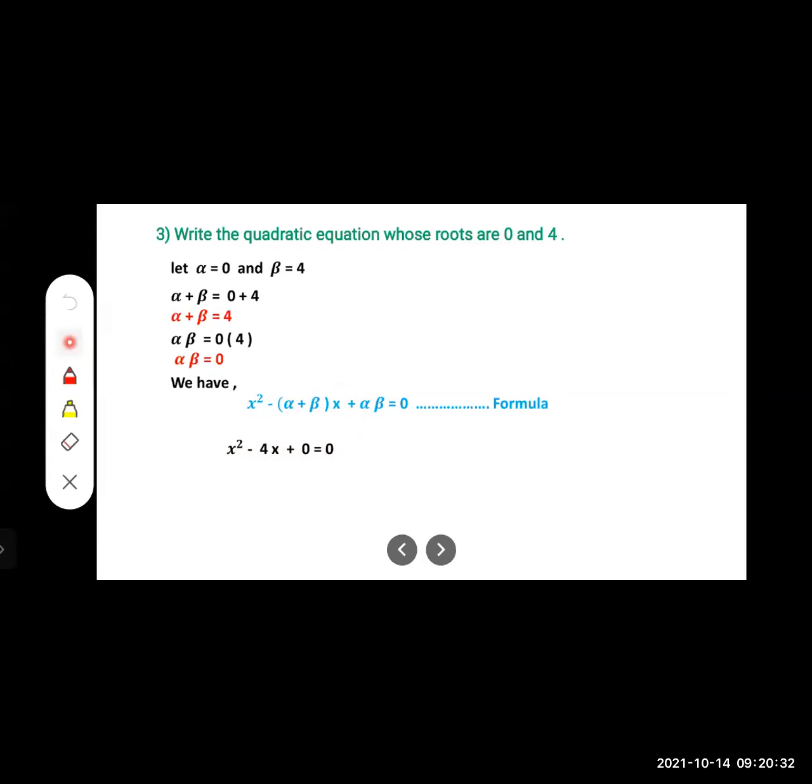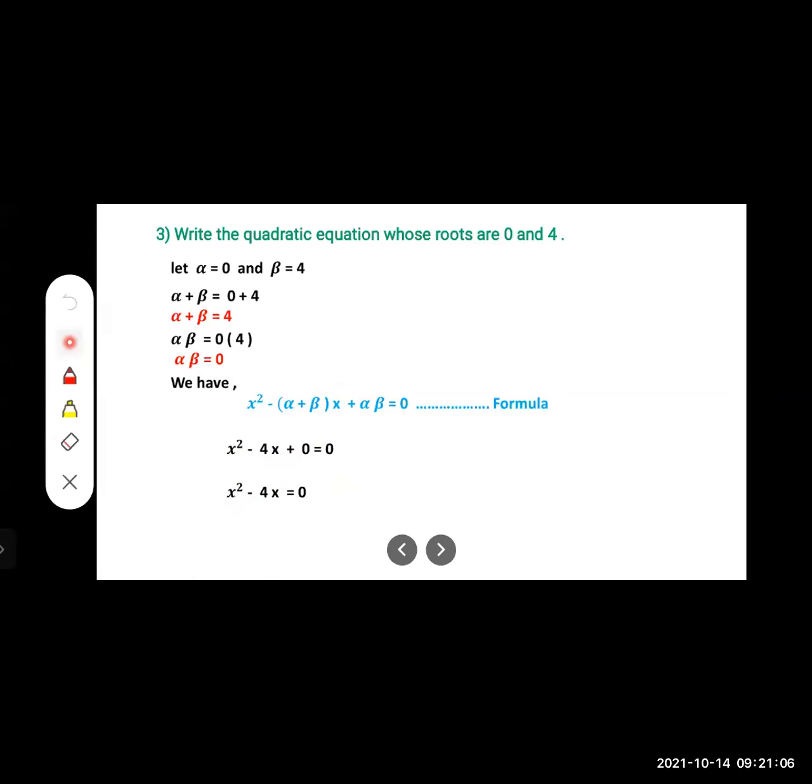Then plus alpha into beta, we got the answer as 0. So I have substituted here 0. So you can write one more step, children, here by leaving this 0. You can rewrite like this. x square minus 4x equal to 0. That means a value will be 1, b value will be minus 4, c value will be 0. Is it clear, children? So to form the quadratic equation, there are 3 different ways I showed you. Okay.